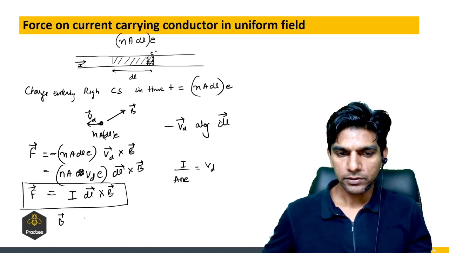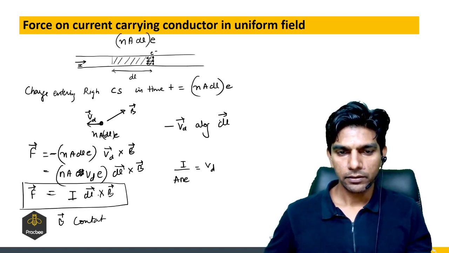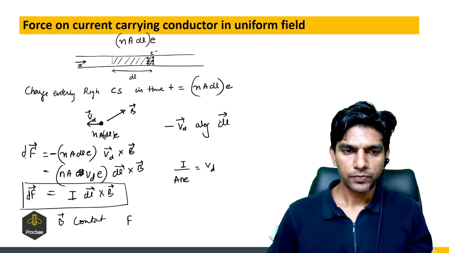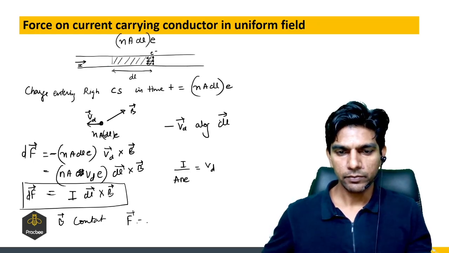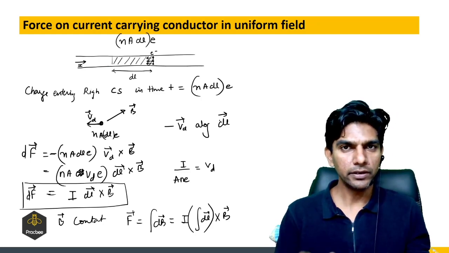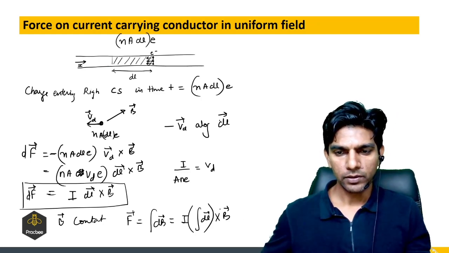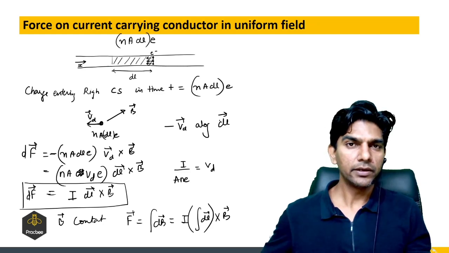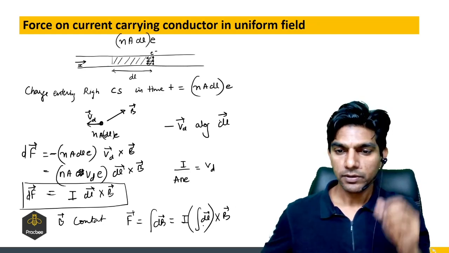If B is constant, then, let us say this is dF, right? If B is constant, then F can be given as the integral of dF. So it will be I integral dl cross B, right? So we don't have to do integration of B. So we can take B outside and we have to integrate only the dl vector. So what is the dl vector?